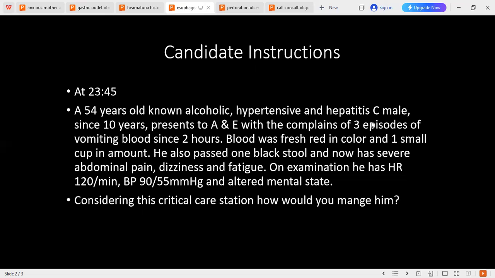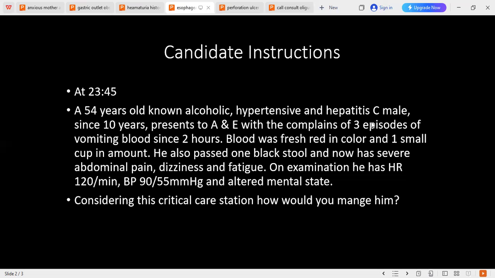In this condition, when the patient is alcoholic, hypertensive, and also suffering from hepatitis C, what kind of anemia can the patient suffer from? The patient can have megaloblastic anemia, macrocytic anemia, or iron deficiency, nutritional deficiency anemia because of chronic alcoholism.